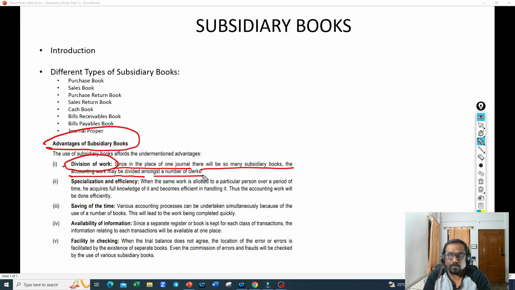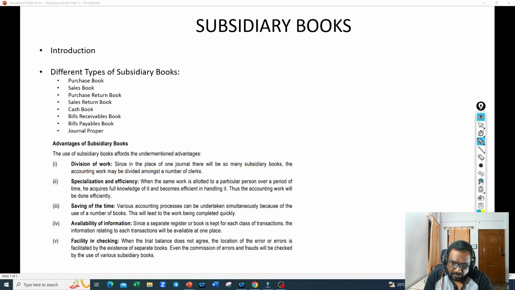If you have only journal book, the book can be given to only one person. What about other people? If you have subsidiary books, you have 8 books. 8 people can be given 8 different books and asked to prepare the books of accounts, and your work will get completed very fast, right? So division of work is very well possible.